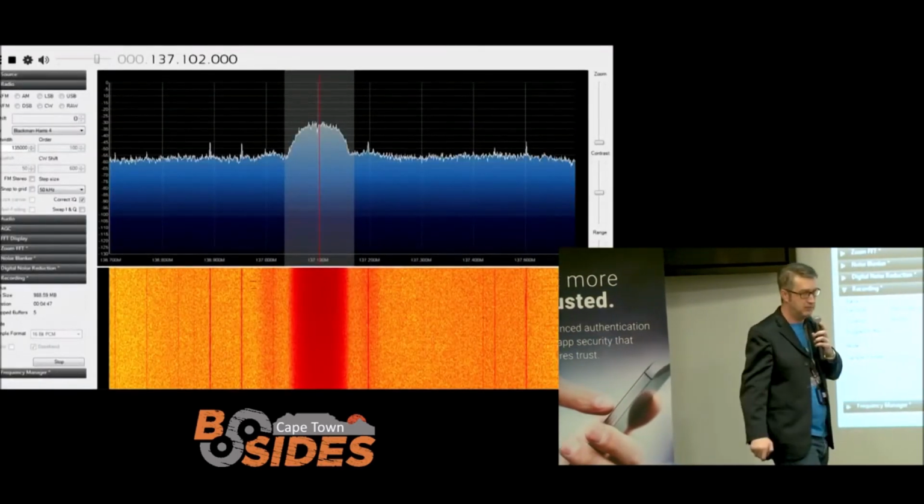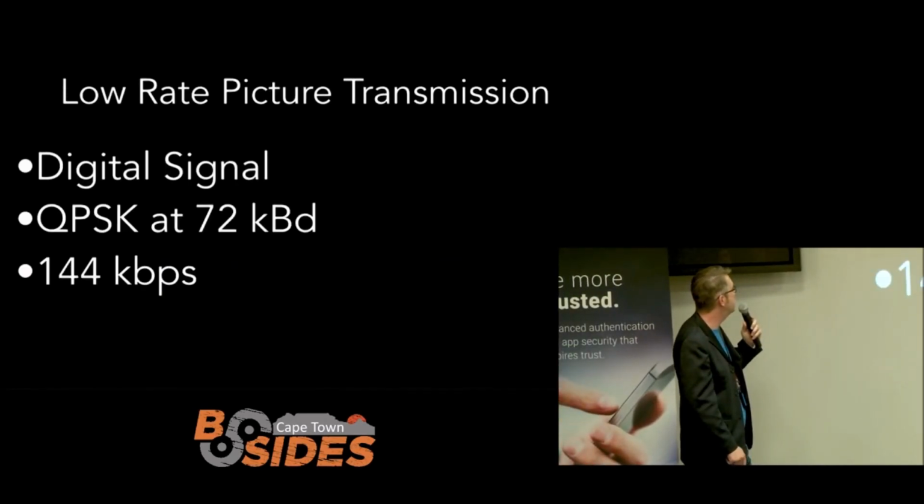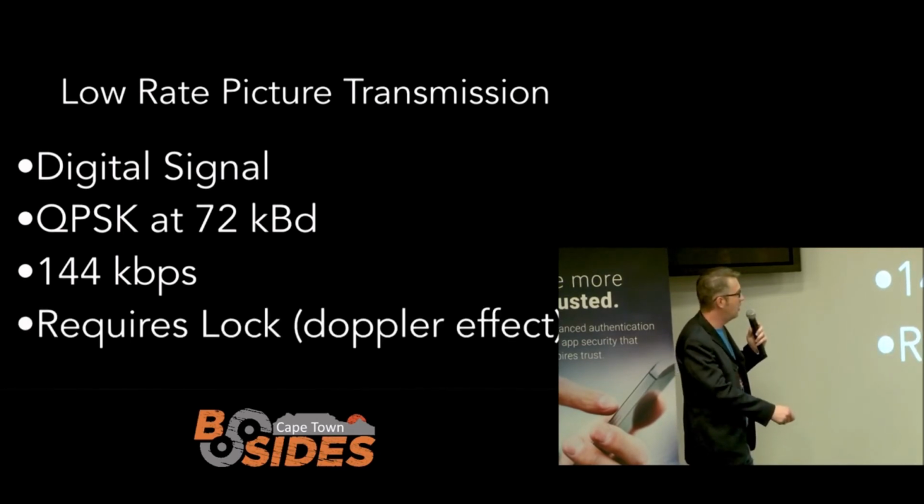And this is what it looks like. It's a digital signal this time. And I had a lot of trouble with this. You've got to demodulate this. They use something called LRPT, or low rate picture transmission. It's digital, it's slow, but that's what we'd expect. And it requires lock for the Doppler effect.